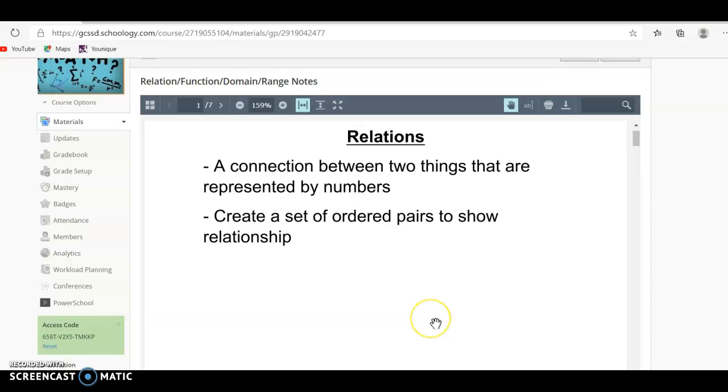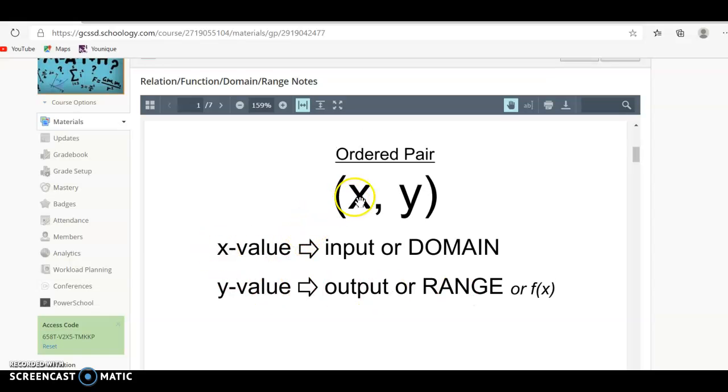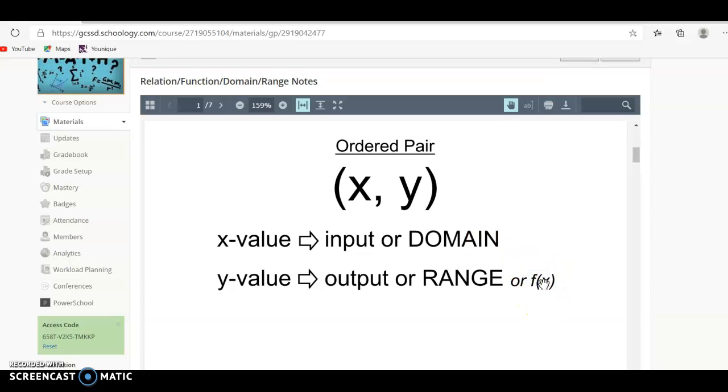Relations. Relations are a connection between two things that are represented by numbers. Think about it as sort of ordered pairs. Ordered pairs do show relationships. So you have an x and you have a y. In an ordered pair, x is your input, and this is what we call the domain. y is your output, or what we call the range. And we'll learn a little bit later that sometimes that can be represented by f of x.